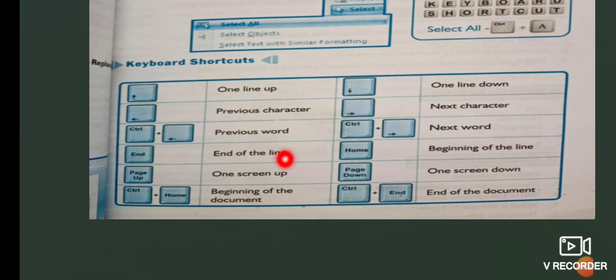And then end of the line, page up means one screen up. If you are typing 2 or 3 more pages, it will move to the previous screen. Control plus home means it will take you to the beginning of a document, and control plus right arrow it will take you to the next word. Home, beginning of the line. Page down means one screen down. Control plus end, the end of the document.